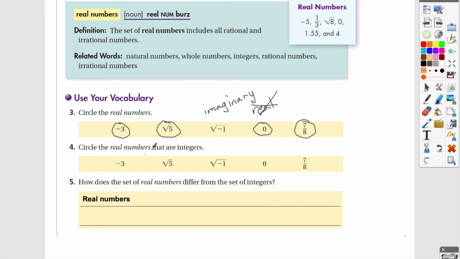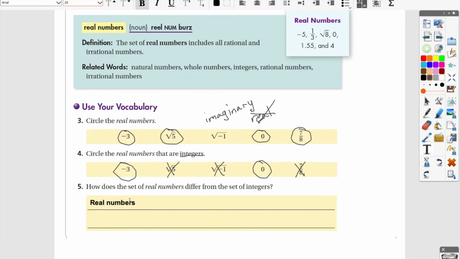Circle the real numbers that are integers. Integers, like we said before, can be any whole number. It just can't be a decimal. So if I take a look at the 0, I know the 0 is a whole number. -3 is a whole number. But if I were to take the square root of 5, I would find that that is going to be an irrational number, and it's going to be a decimal. This is not a real number, and 7/8 will give us a decimal as well, so it's not going to be an integer.